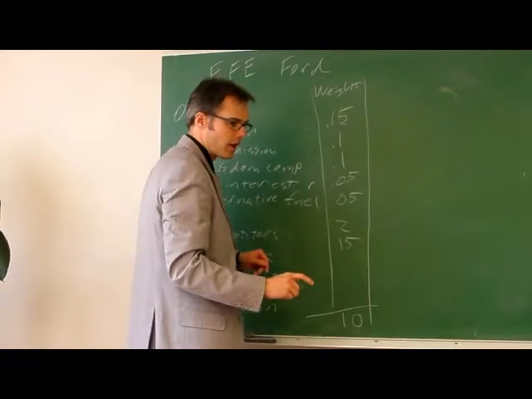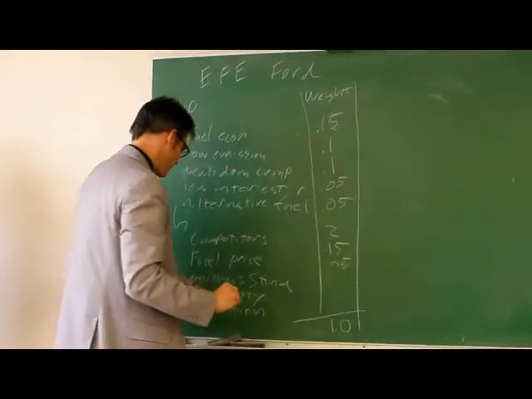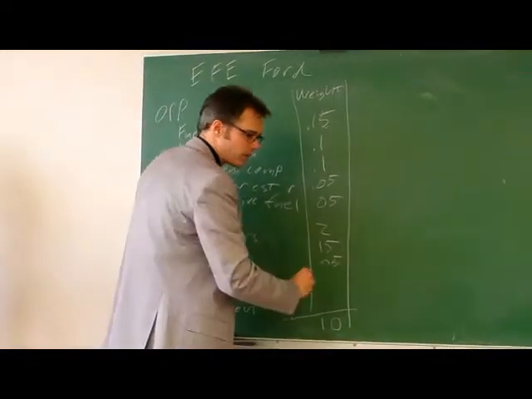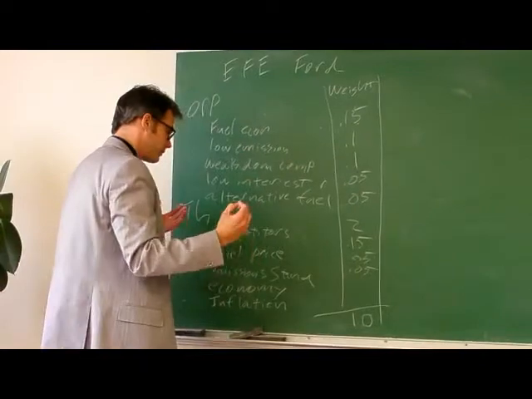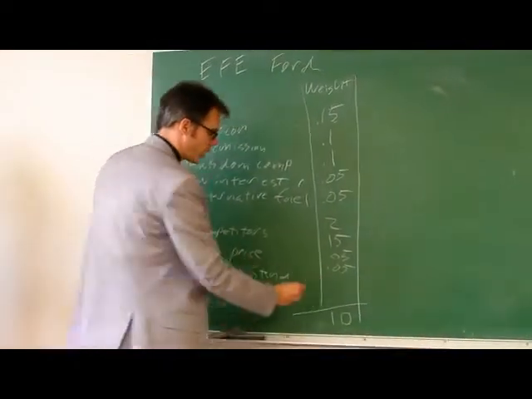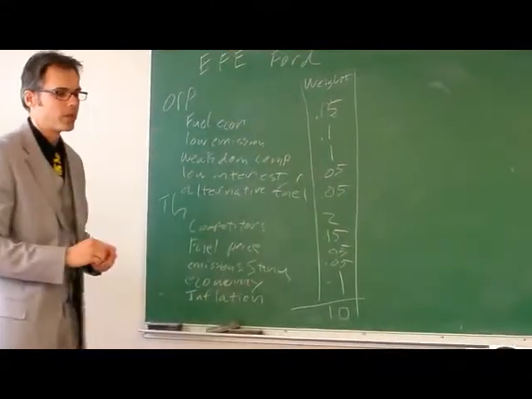Emission standards, let's go 0.05. They always find a way around those. Economy, 0.05. It's important, but there's always ups and downs. Inflation, 0.1. And if you total all those up, they come to 1.0.